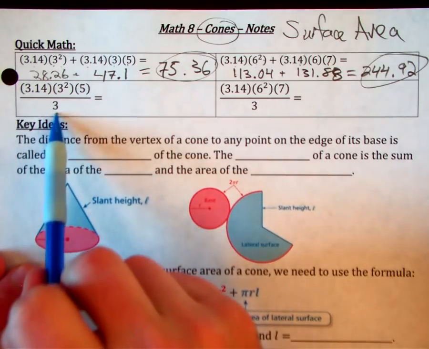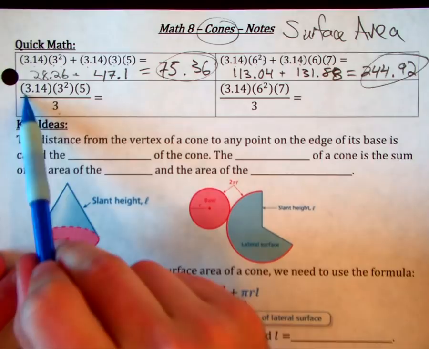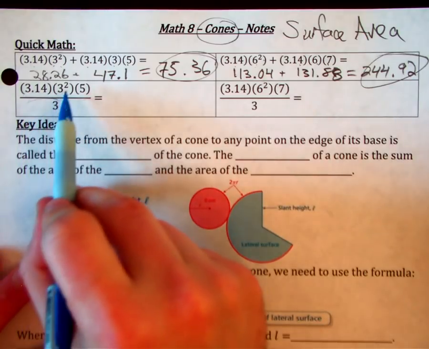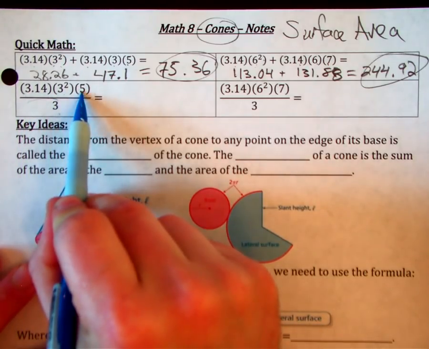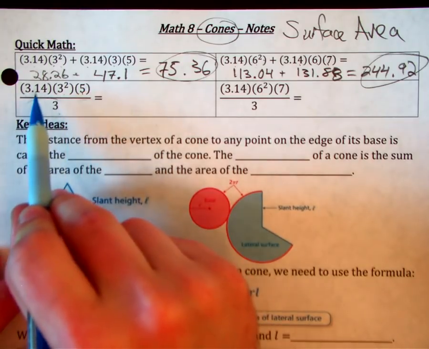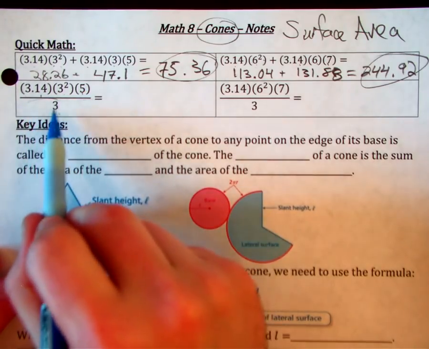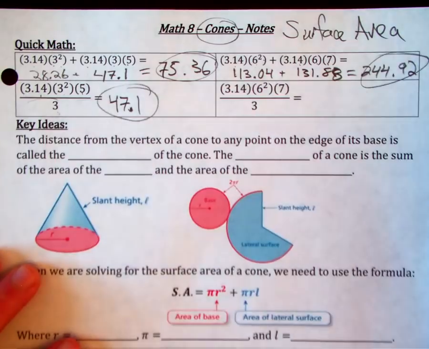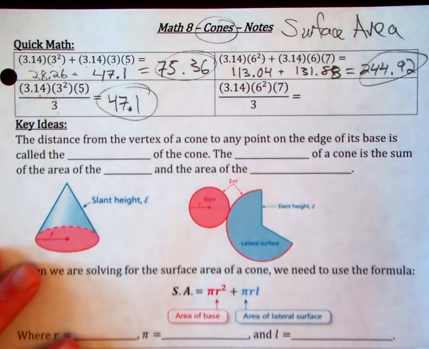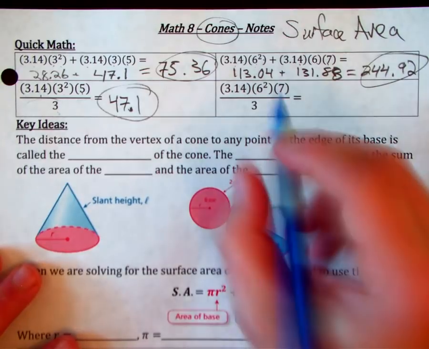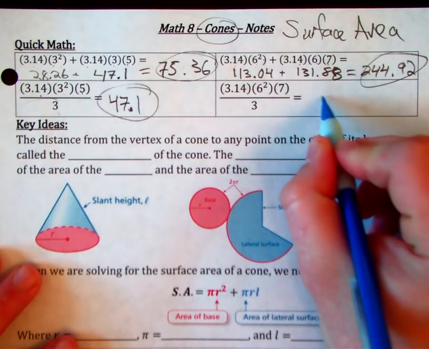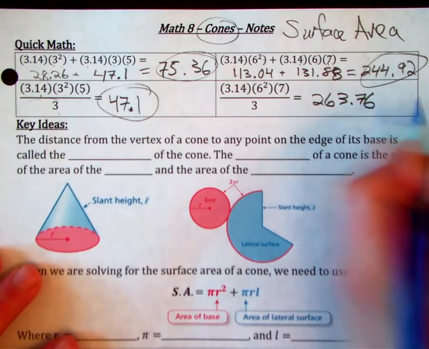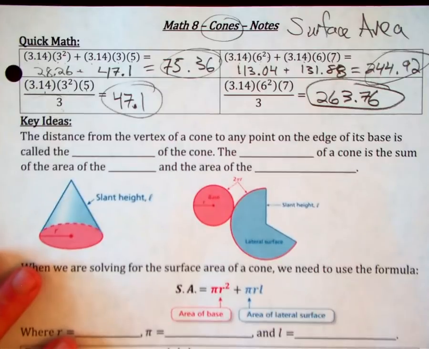Again, anytime I have this kind of symbol in the middle, that means divide. So we want to work on the top first, then we can divide. So let's do 9 times 5 is going to be 45 times 3.14, and then divide it by 3. So you should end up with 47.1, and as always, you can double check your answer. Maybe I make a mistake. It's okay. We correct it, and then we move on again. And so lastly, you should end up with 263.76.